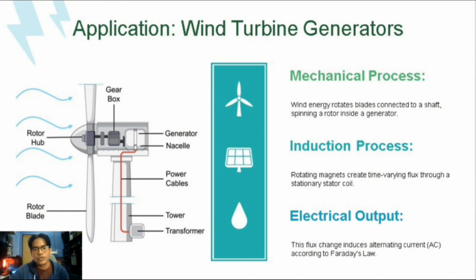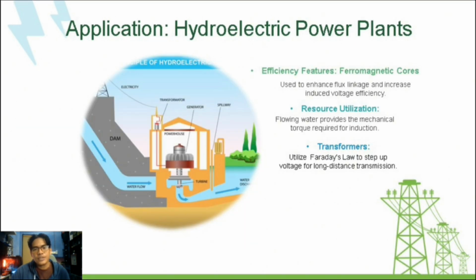As the magnets on the rotor spin, they create a time-varying magnetic flux that cuts across the stationary induction coil known as the stator. According to Faraday's law, this continuously changing flux induces an electromotive force, or EMF. The result is the production of alternating current electricity, which effectively converts the mechanical energy of the wind directly into electrical power. Next, moving on to the hydroelectric power plant, we see a similar principle applied on a much more massive scale. Here, flowing water provides the immense mechanical energy required to drive large turbines.